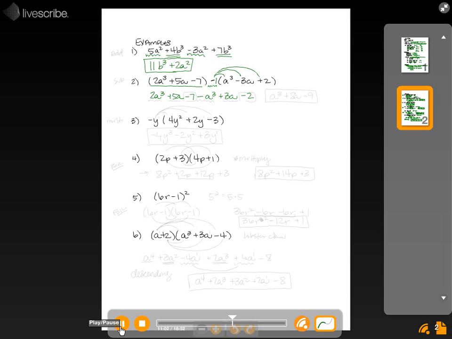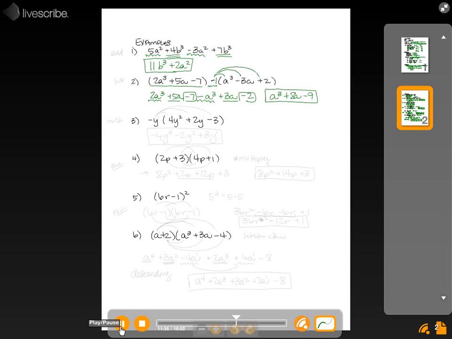And now we look for things that we can combine. Well, there's an a cubed, there's an a cubed. There's an a, there's an a. And then we have two constant numbers here, the minus 7 and the minus 2. Let's combine it all. Let's simplify. 2a cubed minus a cubed, well, that's just a cubed. 5a plus 3a is really 8a. And then minus 7 minus 2. Negative 7 minus 2 is minus 9. And there's the answer to our problem.